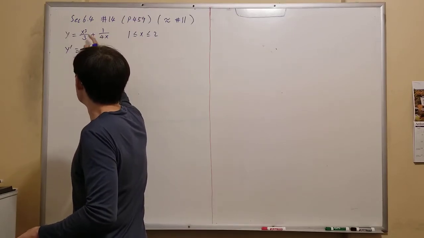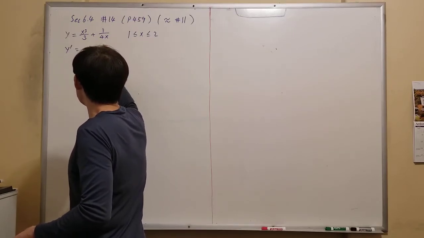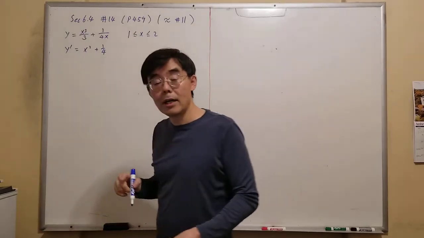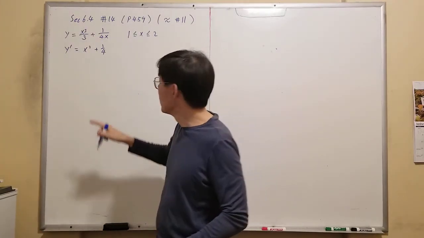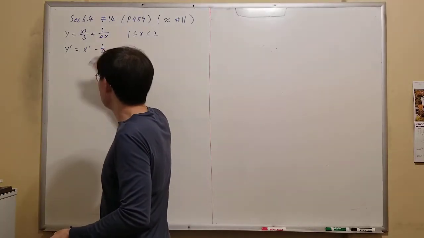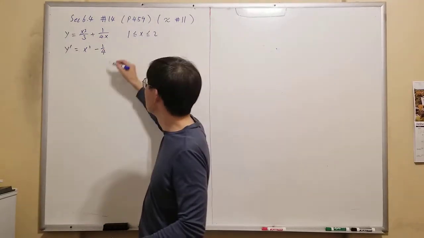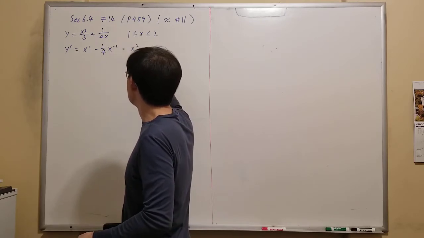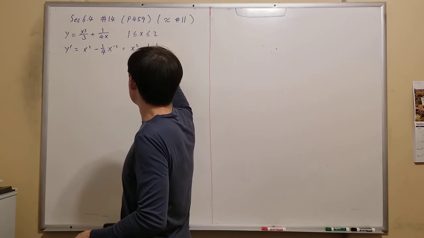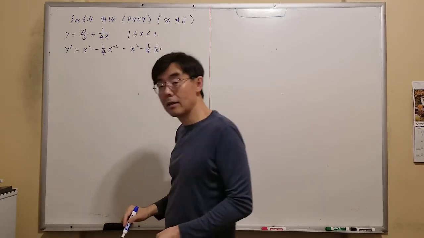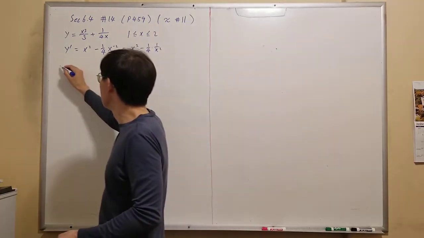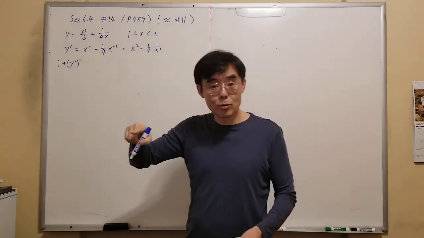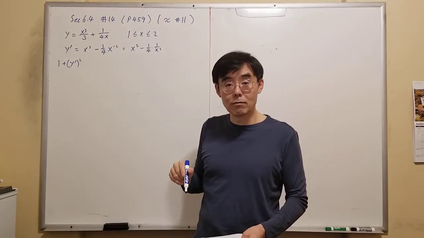Here, y prime is x squared plus 1 over 4 times the derivative of x to the negative 1. That would be minus x to the negative 2, right? Or you can write it as x squared minus 1 over 4x squared. Okay? So let's consider this expression, the expression inside the square root in the integration of arc length.